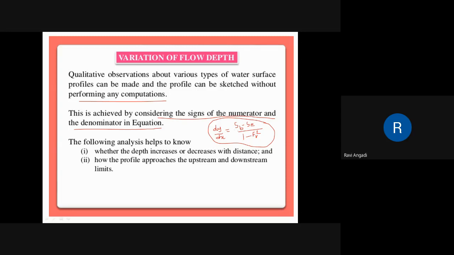So from this equation, whatever positive or negative value we are getting, we can understand from that whether the depth is increasing or decreasing with the distance, and also how the profile approaches the upstream and downstream. We will come to know from the positive and negative values. Is it clear? Yes. Okay.